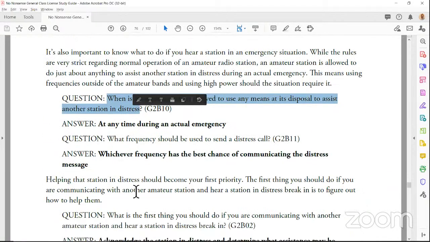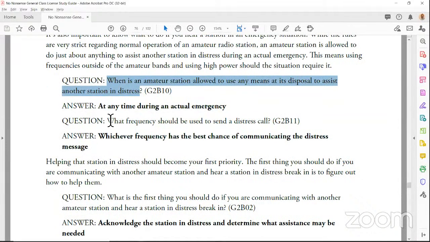Next question. When is an amateur station allowed to use any means at its disposal to assist another station in distress? We discussed this ad nauseam last class, and we said the answer is at any time during an actual emergency. When you have an actual emergency, a distress situation, life or death, you're allowed to use any means at your disposal as a ham to save a life. But it must be an actual emergency.